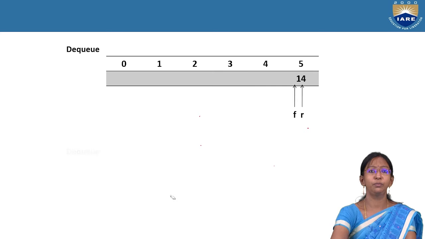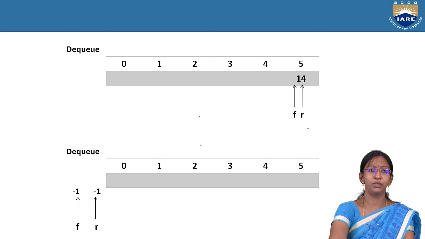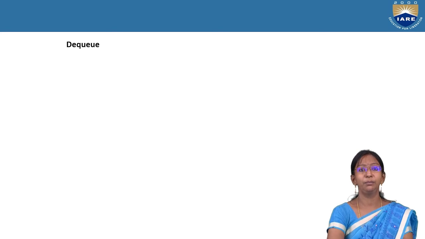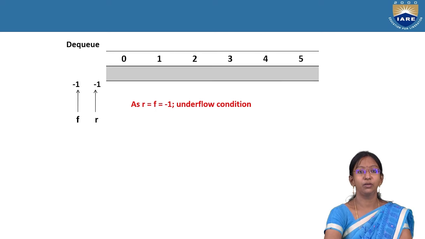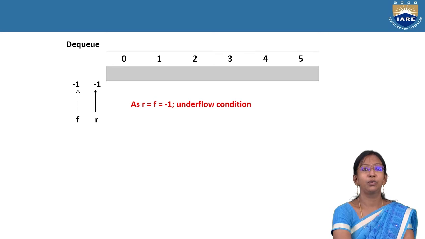So what will happen if you remove that? Both will get their initial default values, which is -1. Now you can say that the queue is empty. What will happen if you again try to remove? That is, you want to perform a DQ operation. Removing an element from an empty queue is of no point, right? It is a waste. So an underflow condition will be raised. So a case where front and the rear both are pointing to -1, we call that an underflow condition if you try to perform a DQ operation.